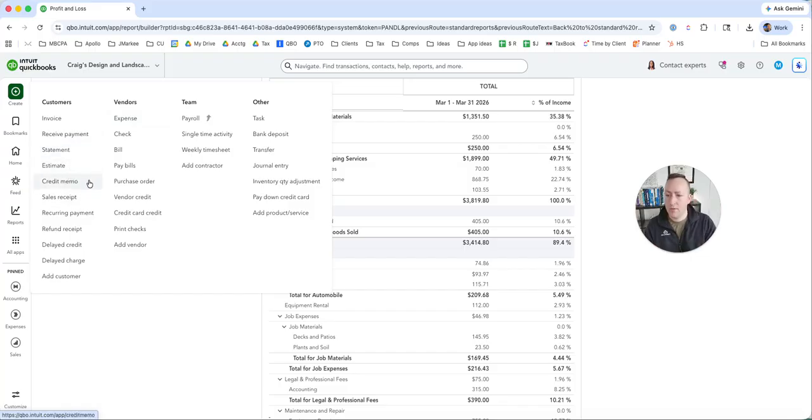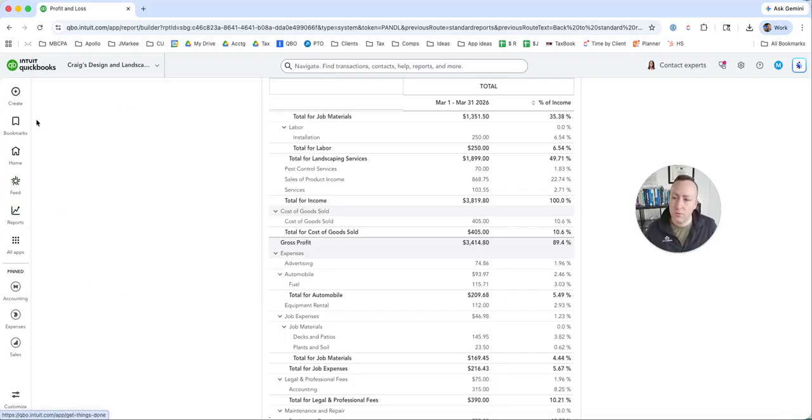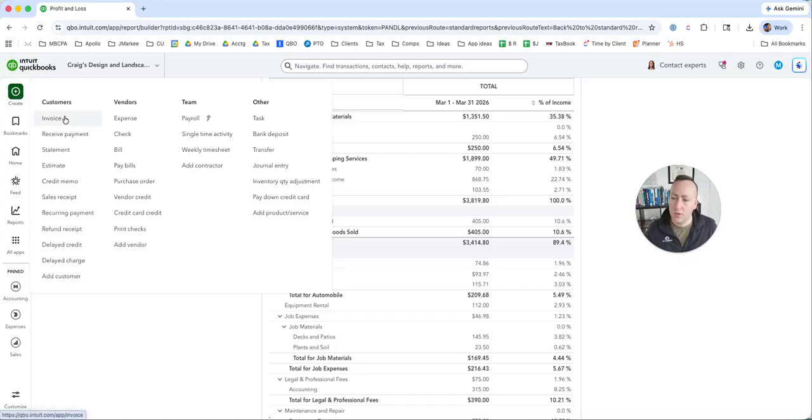Credit memo, that is you giving some kind of a discount or a concession to your client. I hope we don't see people use those very often. Sales receipt, often confused with invoice. So an invoice, like I said, you're sending a document to your client where you're going to get paid later. Sales receipt is somebody shows up at your office on the spot. They're ready to go. Maybe they're going to give you a deposit.